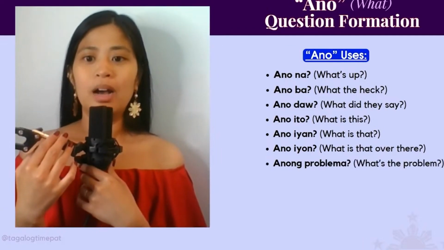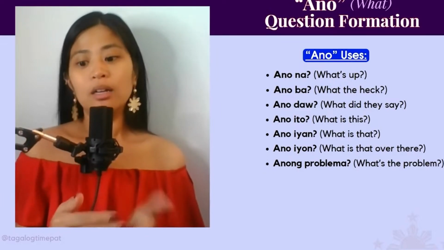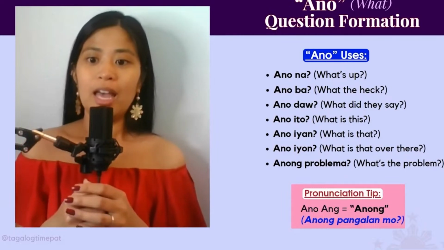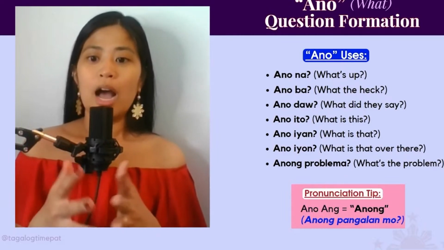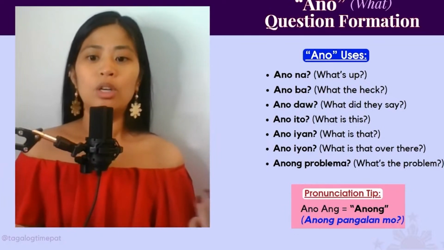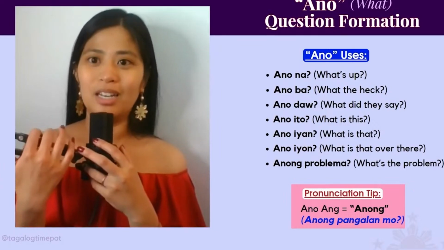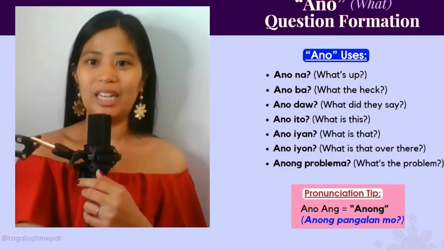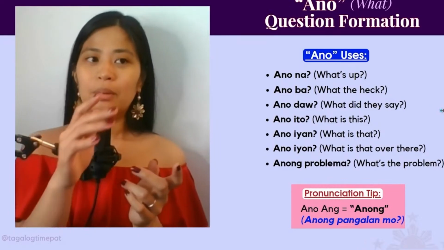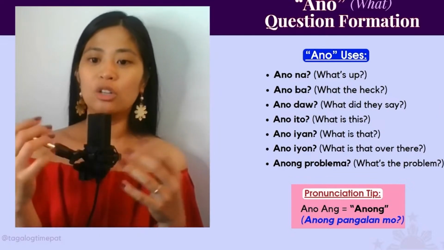What's the problem? Anong problema? So the NG at the end there is like ano ang problema, and you can put it together and it would be anong. So anong pangalan mo? That also works. Instead of ano ang pangalan mo, you can put it together, anong pangalan mo? And you will see this happen to a lot of the question words that we'll be learning. Anytime the previous word ends in a vowel, you can usually make this contraction, or like putting the words together. You'll see that. Now let's just practice using ano.